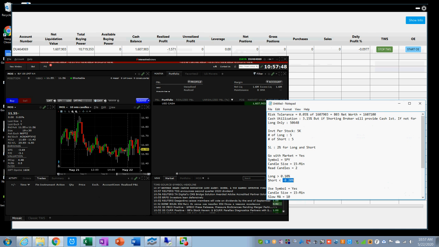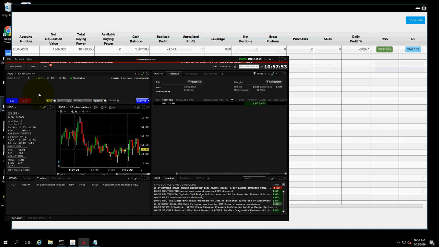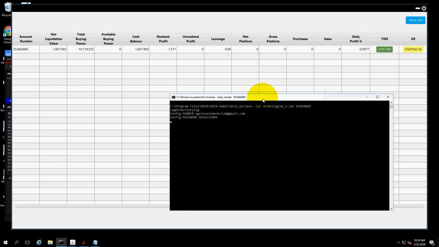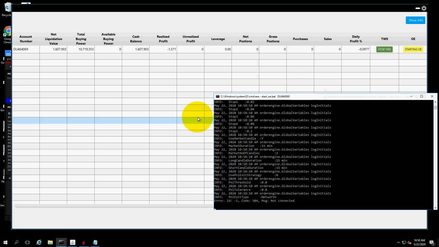So let us start the order engine and we will see what happens. This is the TWS platform which you will get from Interactive Brokers, and this is how it looks like, and we will explain as things move. So let me start the order engine here. So I'm starting the order engine.